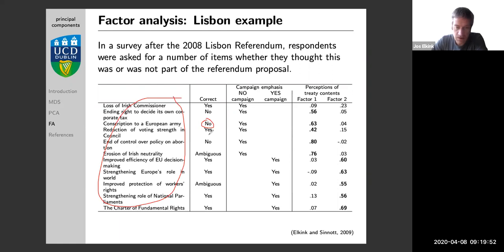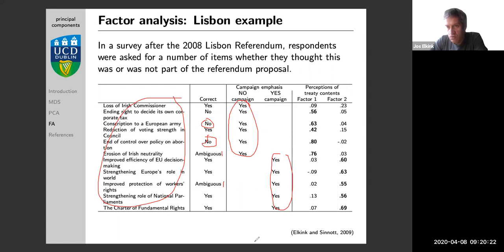And the abortion policy was really not part of the treaty. Now, you could argue that if you integrate further, you lose a bit of neutrality. And you could argue that there were some statements on workers' rights. So these are a little bit ambiguous. But most of the statements that were made were quite clearly either correct or really not so correct. And they were emphasized by different campaigns. The no campaign emphasized those points. The yes campaign emphasized those points.